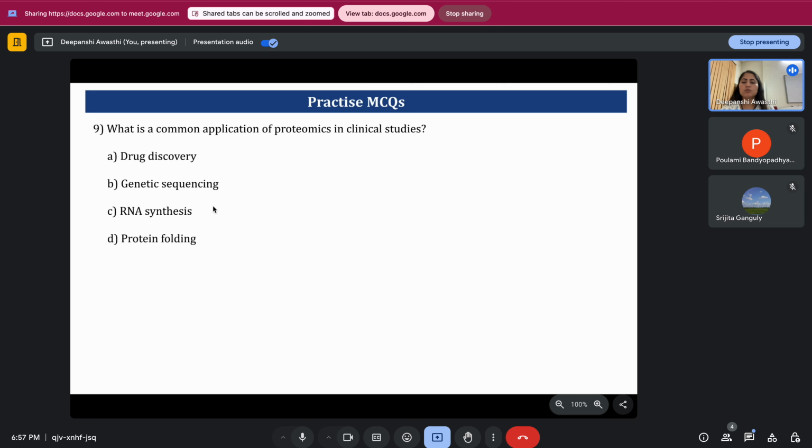If a single nucleotide is changing among multiple individual genomes, that is referred to as polymorphism. Okay, so now the next question. What is a common application of proteomics in clinical studies? Option A, drug discovery, option B, genetic sequencing, option C, RNA synthesis, and option D, protein folding. You have to tell the application from the perspective of clinical studies. Yeah, so the right answer is drug discovery.